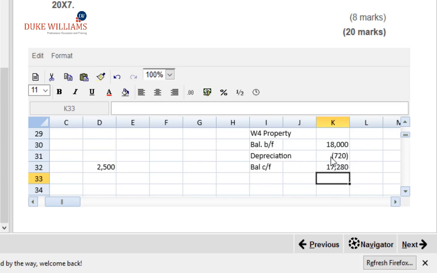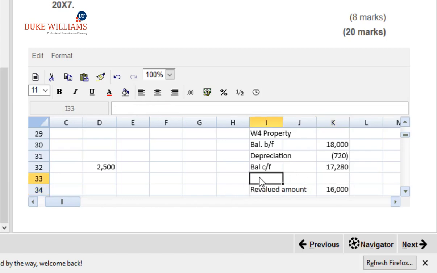You can as well leave out the bracket, and then you build your balance carried forward as the opening balance 18 minus the cell K31. That also will give you the value. Okay, so let's leave a line in between and bring our revalued amount. The revalued amount as at the end of the year was 16 million, so 16,000.